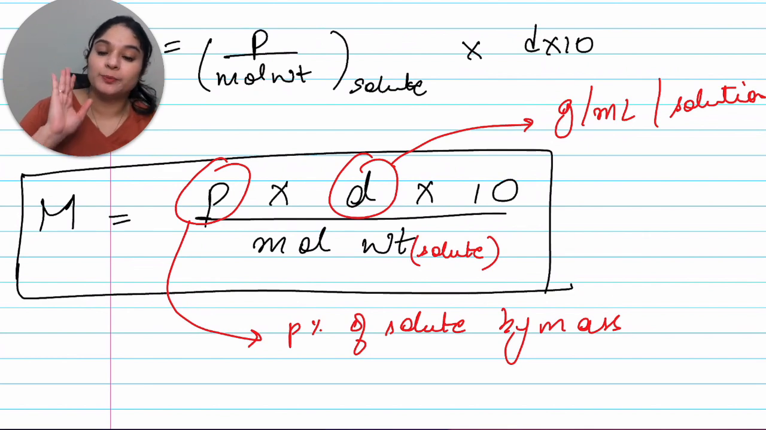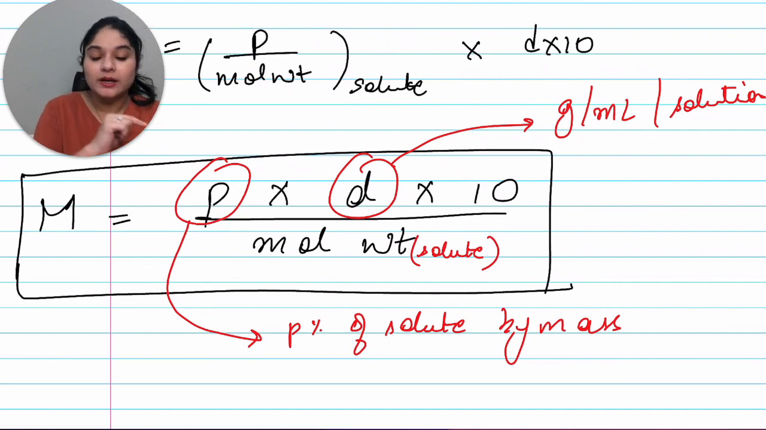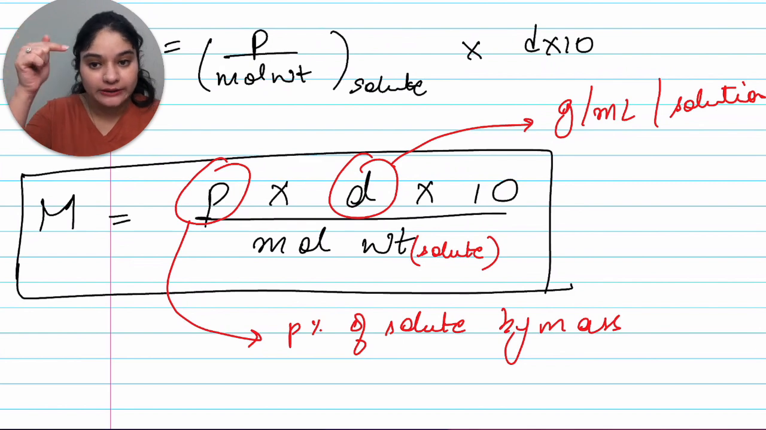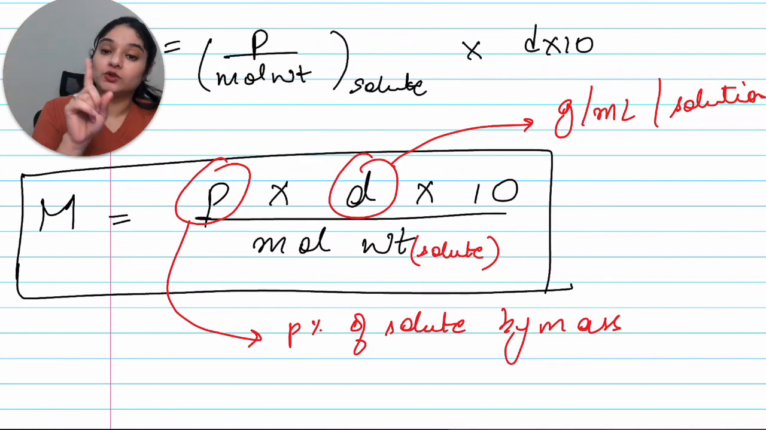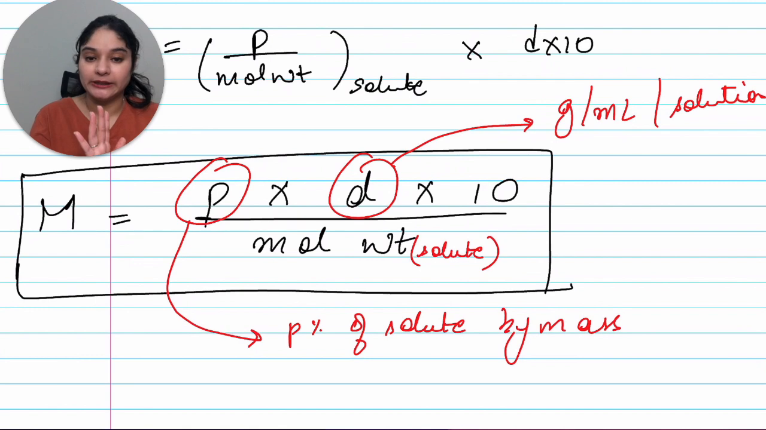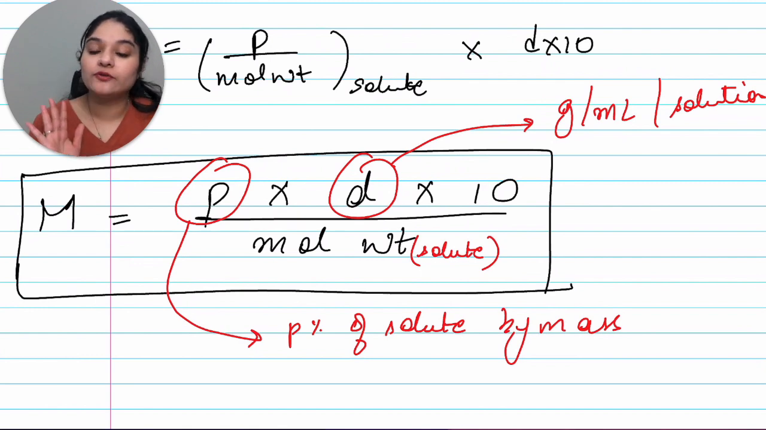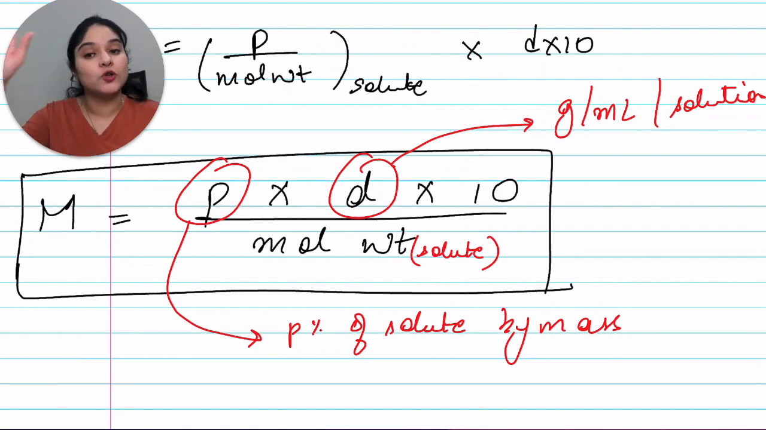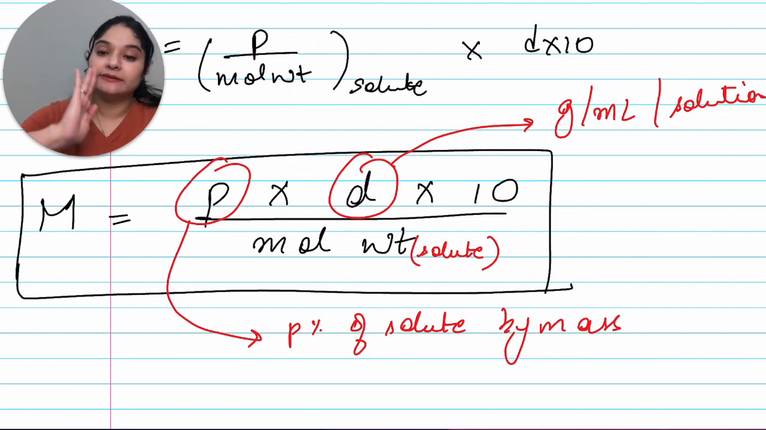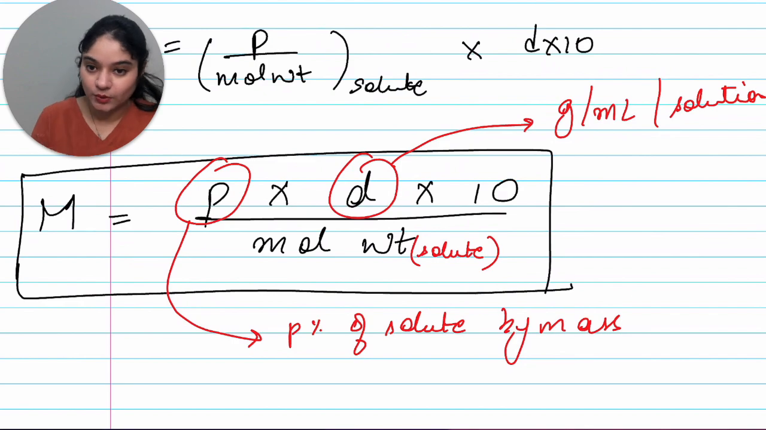The P is percent of solute by mass times D, that is your density of the solution given in the question, and the unit that you have is grams per milliliters. The molecular weight that you are using in the denominator will also be given in the question, and this particular molecular weight is for solute. Okay students?